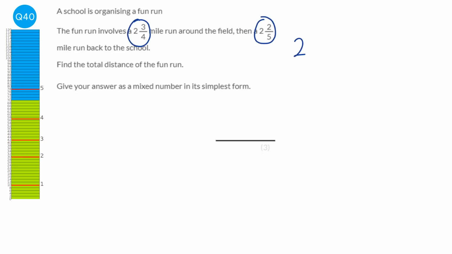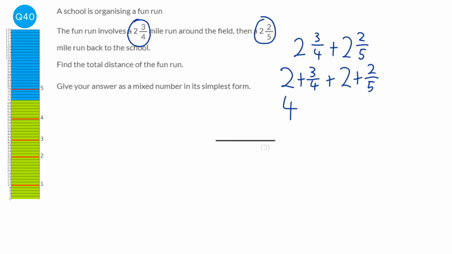So in this question we basically need to add the 2 3/4 and the 2 2/5. So we're going to do 2 3/4 plus 2 2/5. Now if I just rewrite this, 2 3/4 can be written as 2 plus 3/4, plus 2 plus 2/5. So we can add the 2s together to make 4, and then all we need to do is add the 3/4 and the 2/5.